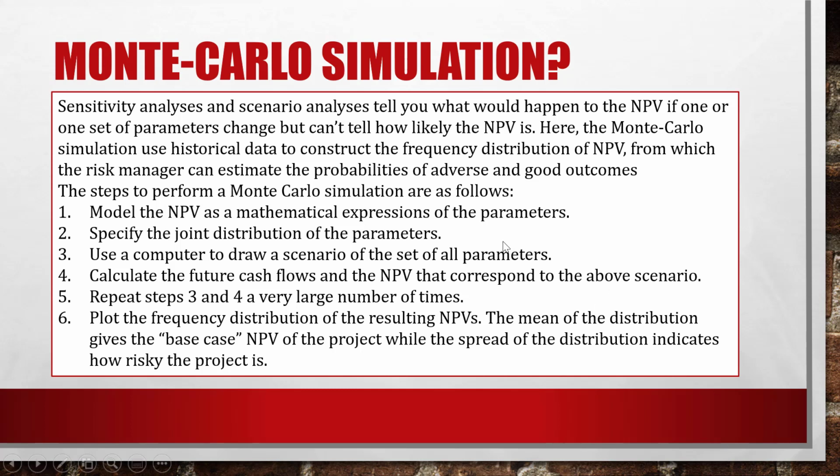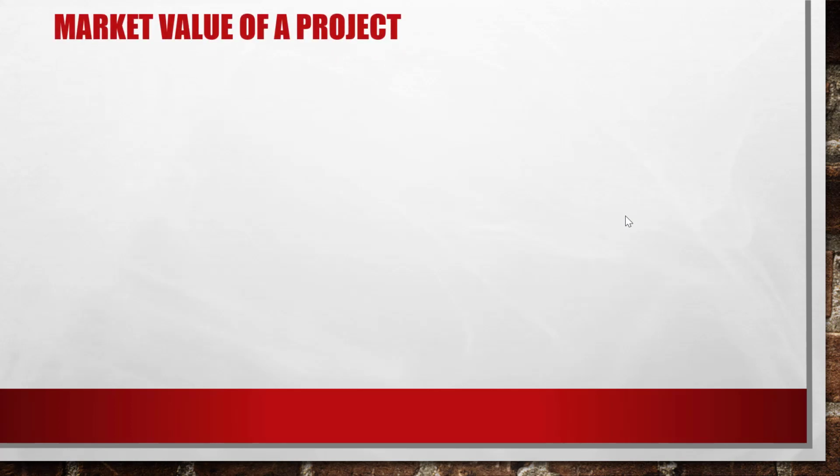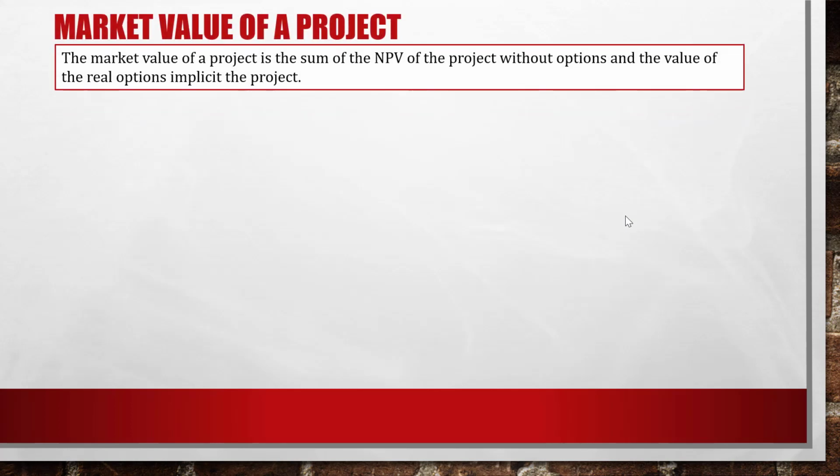And this Monte Carlo simulation works well for discrete variables, because for discrete datasets, we can list the possible values. Now, market value of a project. The market value of a project is the sum of the NPV of the project without options and the value of the real option implicit in the project.